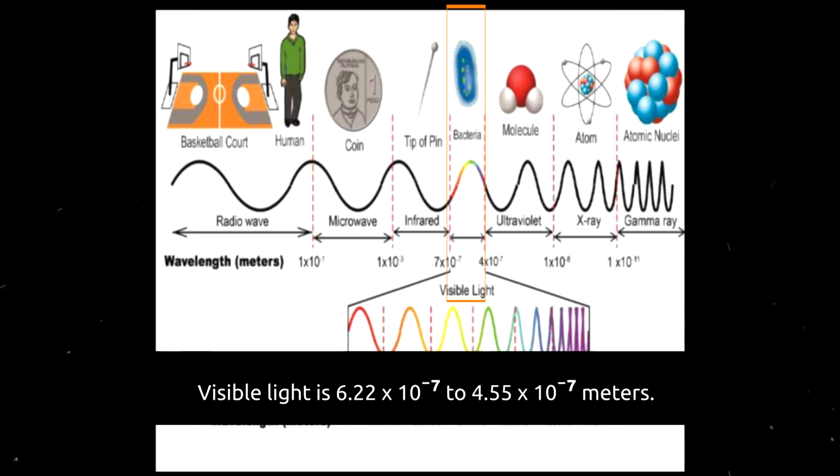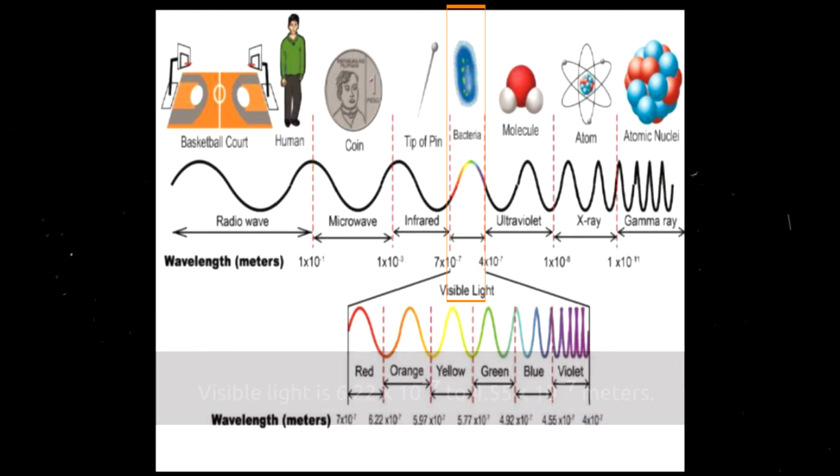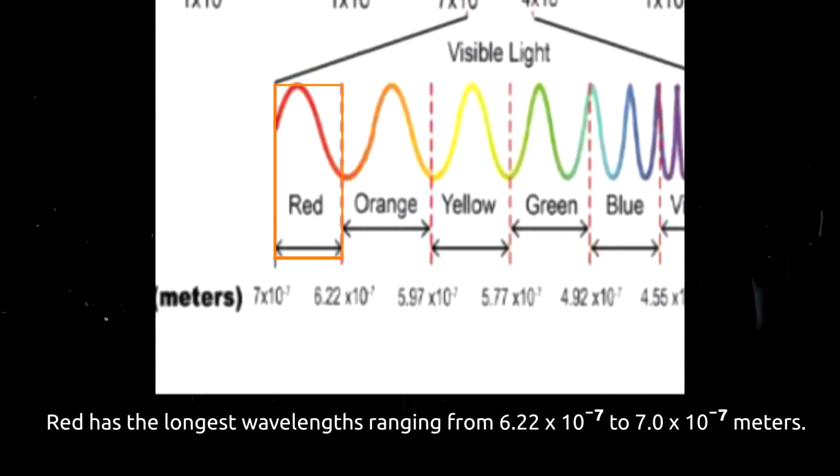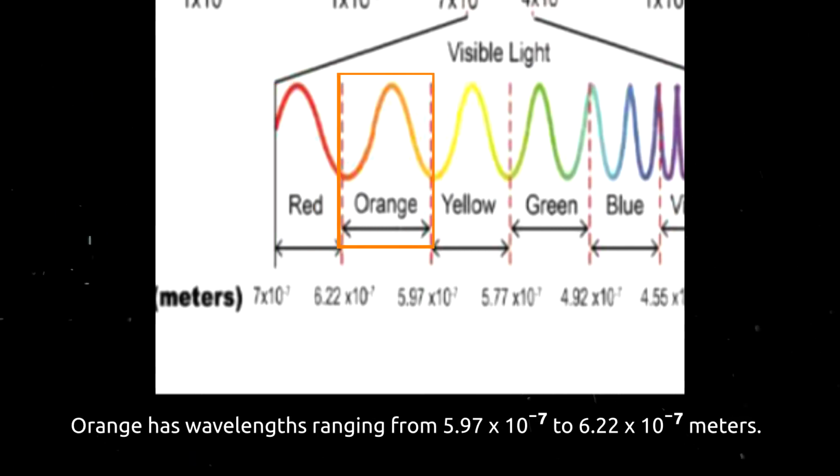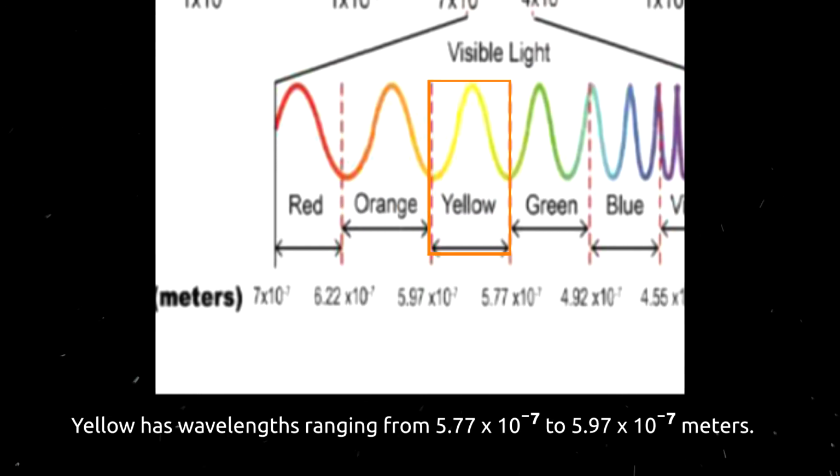Visible light is 6.22 times 10 to the negative 7 to 4.55 times 10 to the negative 7 meters. Under visible light, red light has the longest wavelengths, ranging from 6.22 times 10 to the negative 7 to 7 times 10 to the negative 7 meters. Orange is 5.97 times 10 to the negative 7 to 6.22 times 10 to the negative 7 meters. Yellow is 5.77 times 10 to the negative 7 to 5.97 times 10 to the negative 7 meters.